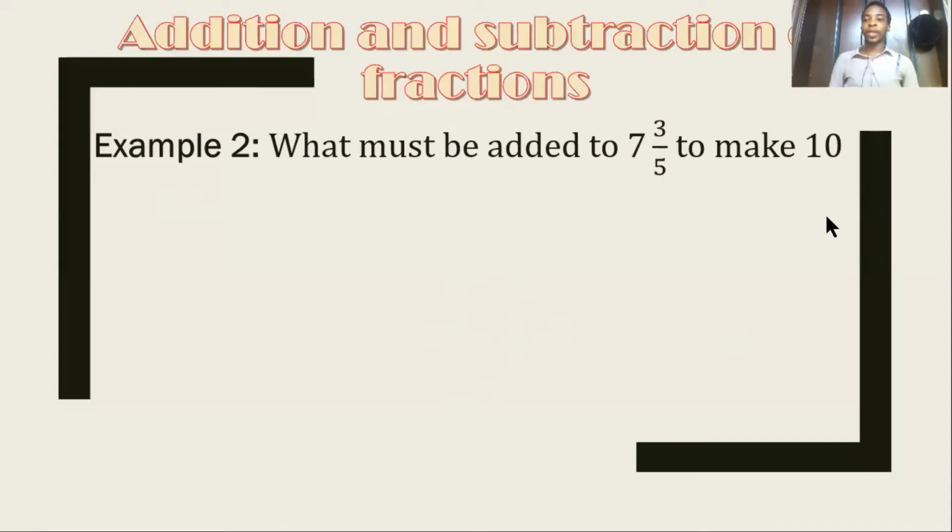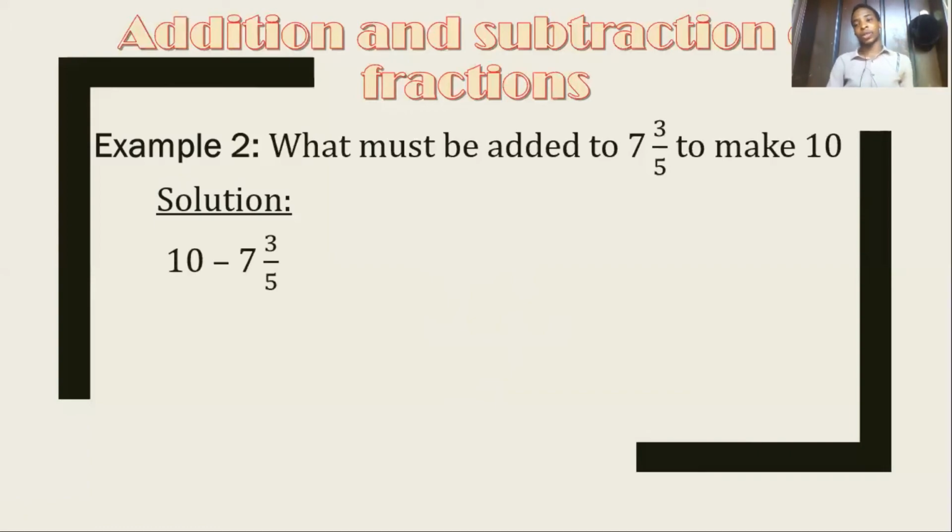Let's take it this way. If I should ask, what must be added to 2 to make 5? Would you say 2 plus 5? I trust you would not. What will you do instead? You say 5 minus 2, because 2 plus 3 is what? 5. So when you have what must be added, you have to subtract because you don't know the number to be added yet. So in this case, I'll be doing 10 minus 7 whole number 3 over 5.